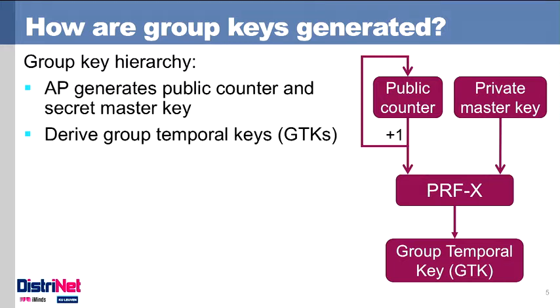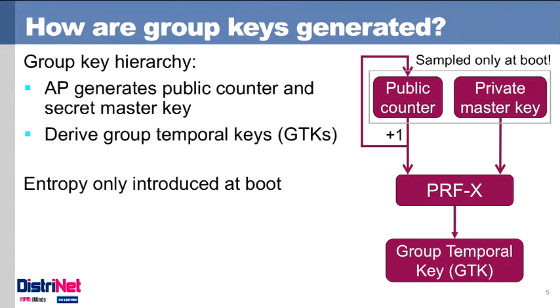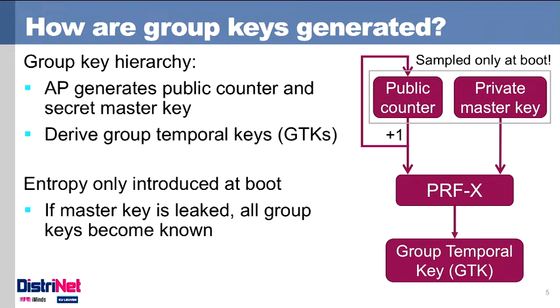This construction allows you to periodically generate a new group key, for example every hour, by simply increasing this public counter. However, there is one big disadvantage with this construction: these two values are randomly generated only at boot. That means that as your access point keeps on running, no new entropy is introduced to generate this group key. In other words, if for some reason this master key leaks, an attacker can calculate all past and future group keys that are used by the Wi-Fi network.